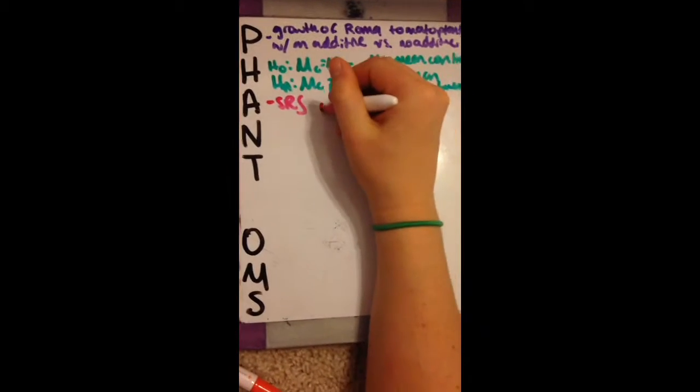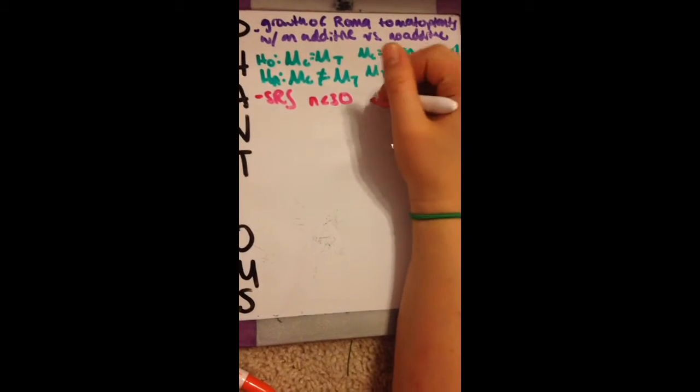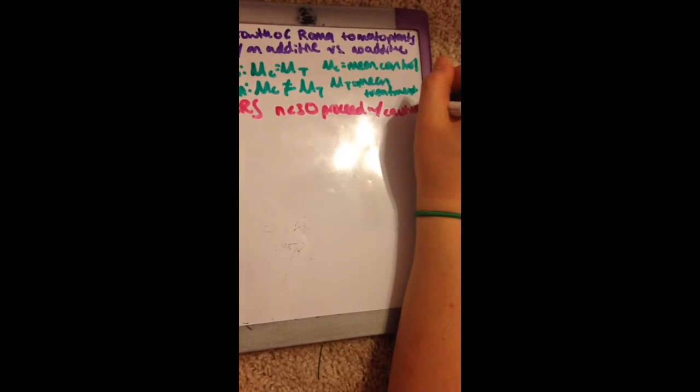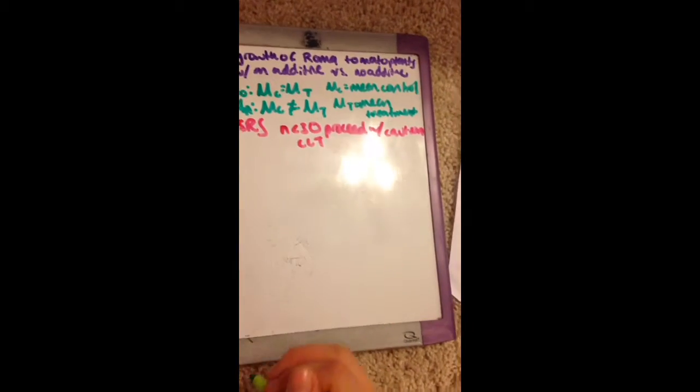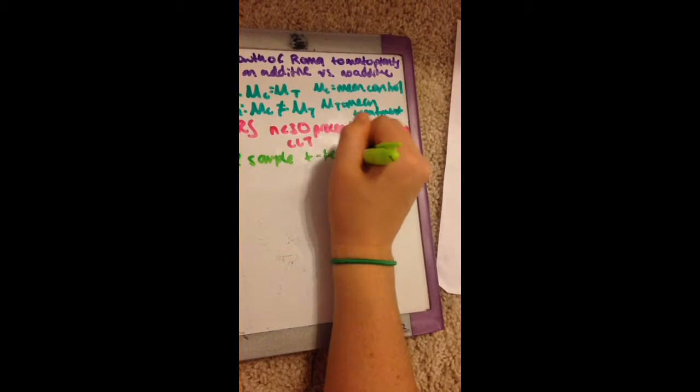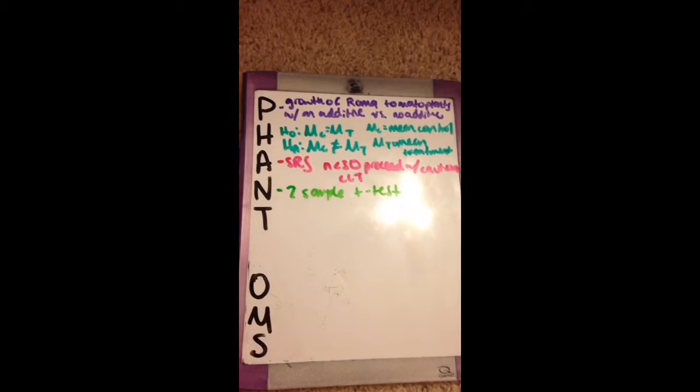So we're going to go ahead and write n is less than 30, so we proceed with caution according to the central limit theorem. N is our name the test. It's 2 samples, a control and treatment. It's a t-test because we have a sample. T is where we actually do the test.